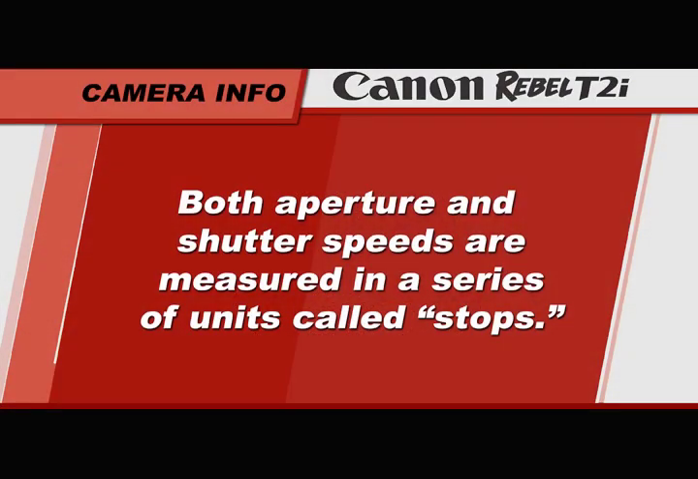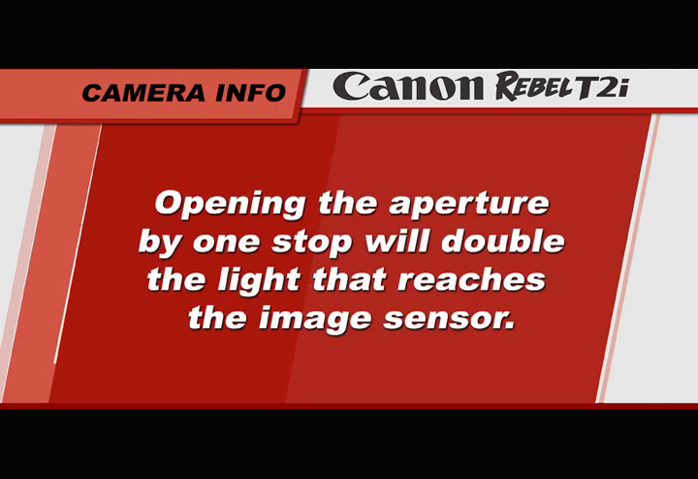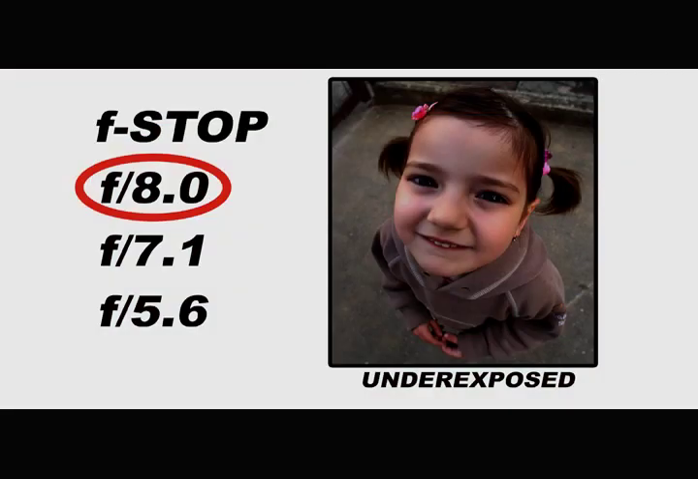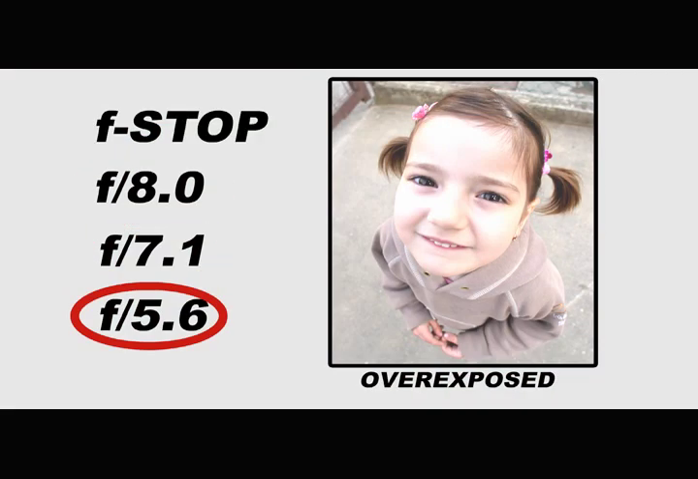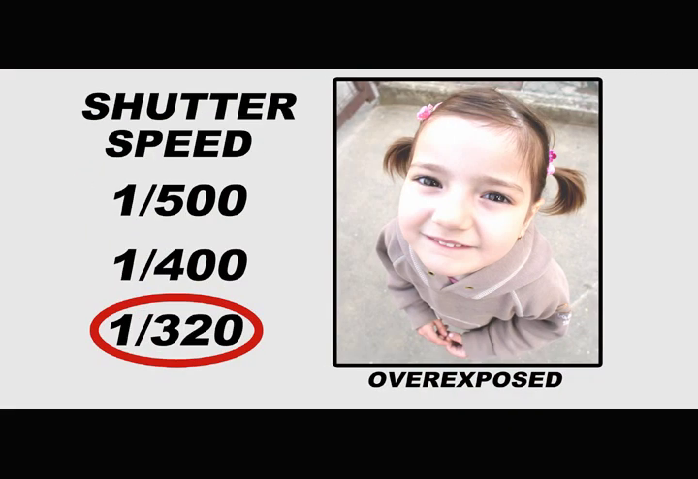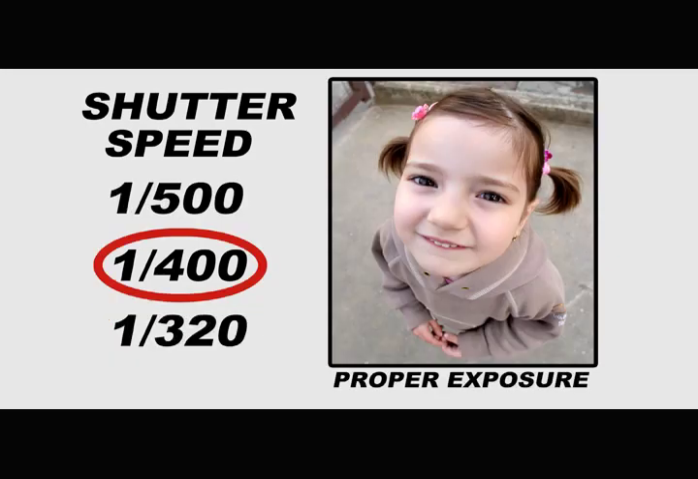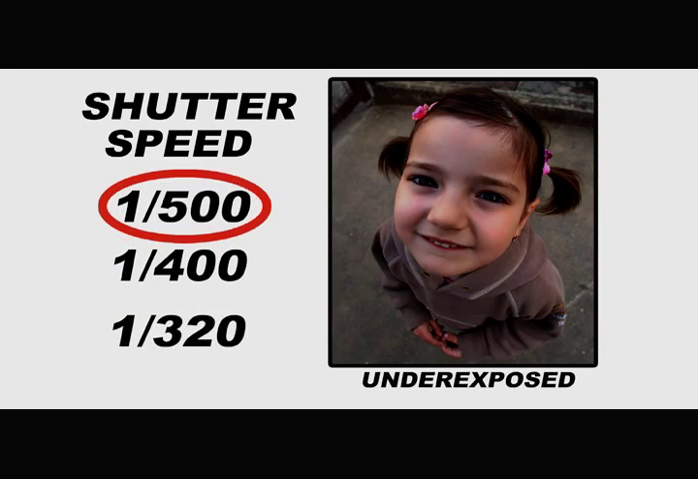Let's briefly examine one more photographic concept: aperture and shutter stops. Both shutter speeds and apertures have a standard series of settings called stops. Opening the aperture by one stop will double the light that reaches the sensor. Similarly, speeding up the shutter by one stop will cut the light that reaches the sensor in half. By opening the aperture one stop and speeding up the shutter one stop, you'll keep the exposure constant.